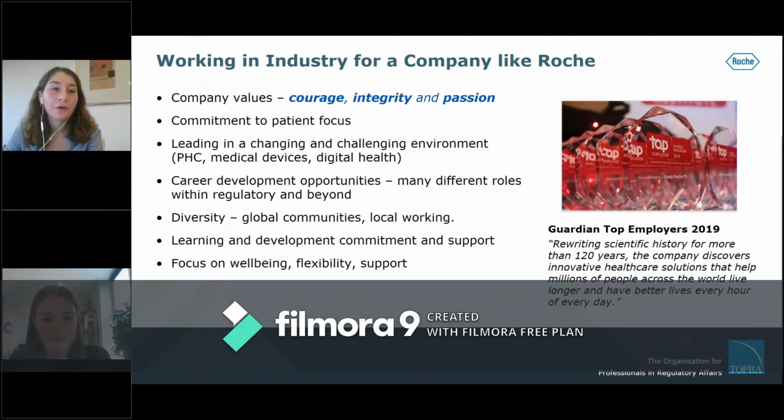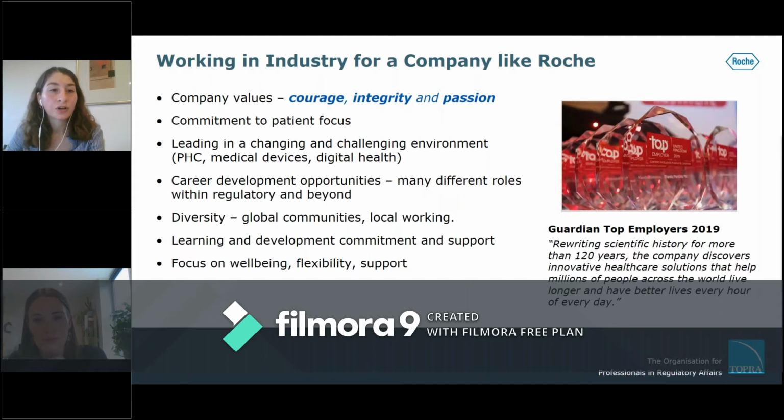And now, just to say how it is to work in an industry or a company like Roche, I just want to highlight that we have these company values: courage, integrity, and passion. These really encompass all the work that we do, no matter if it's in regulatory or in clinical operations. It really reflects our commitment to the patient, but also our courage to lead in this changing and challenging environment, whether it's COVID or the digital world and the personalized healthcare space. Roche is really trying to innovate in all those different changing and challenging environments.